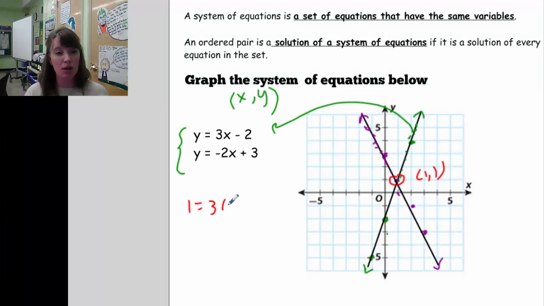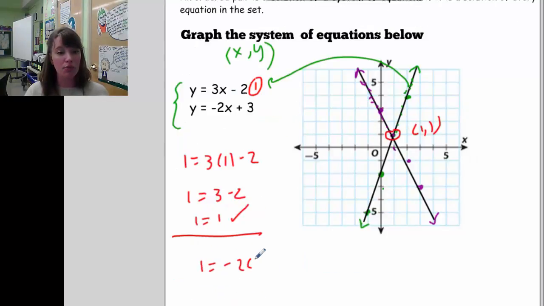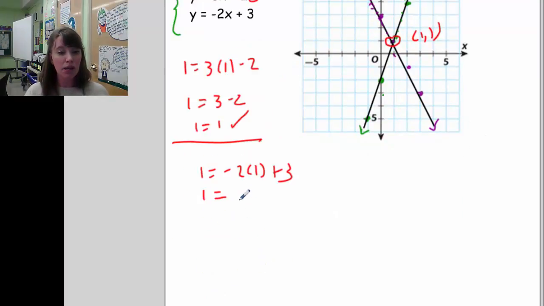So 1 should be equal to 3 times 1 minus 2. 1 is equal to 3 minus 2, so 1 is equal to 1. So it's definitely a solution to the first equation here. Let's try the second equation. 1 is equal to negative 2 times 1 plus 3. 1 is equal to negative 2 plus 3, and 1 is equal to 1. So that's also a solution to the second equation.